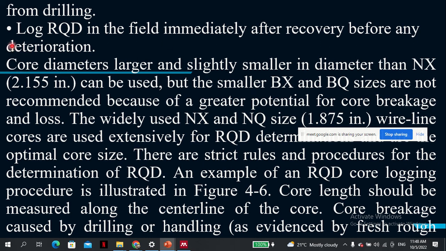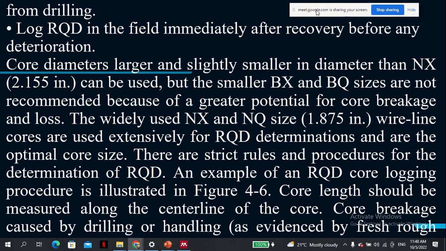So many things can happen. Rain and heat can make some samples expand and break. So once you recover the core, you make these observations immediately, without external influence.